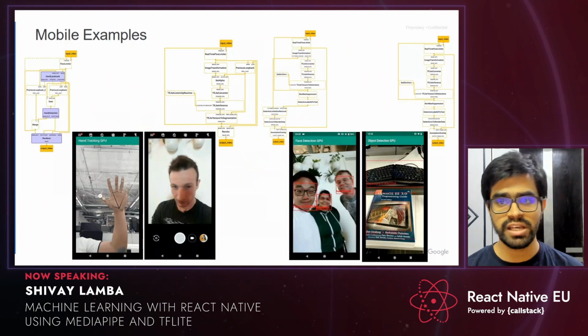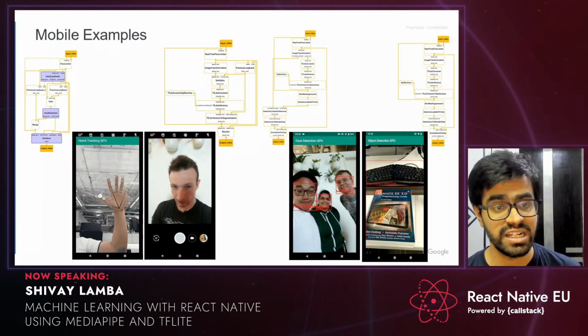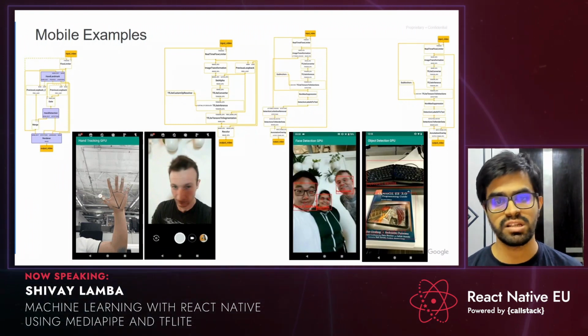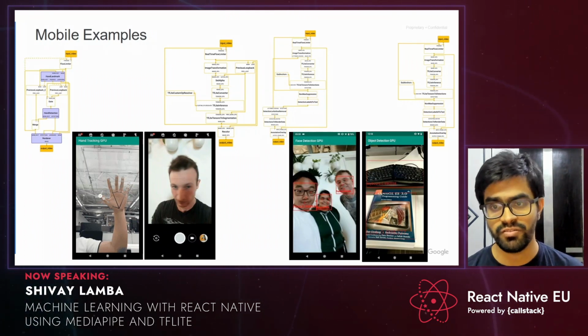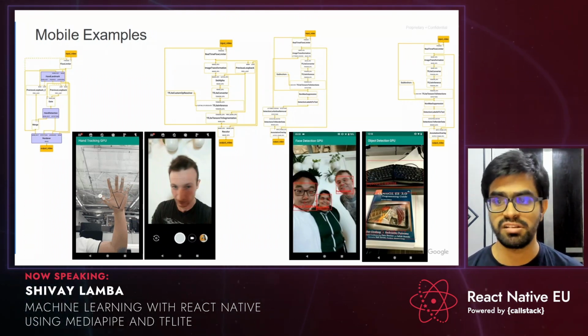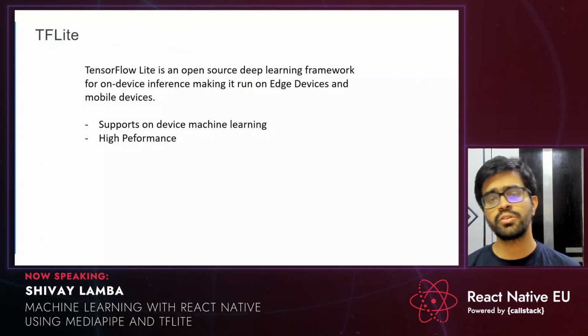Now we can also take an example of some of these mobile examples where, for example, we have the GPU-based hand tracking, where the GPU is powering the MediaPipe hand tracking, and you can see the visualization that has been built for that, and similarly for face detection and object detection. And now talking about TFLite, right?